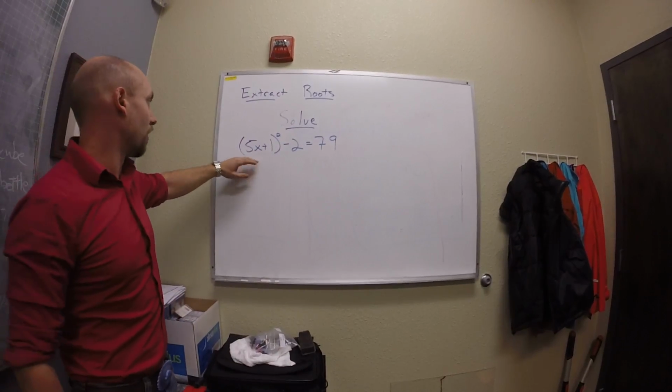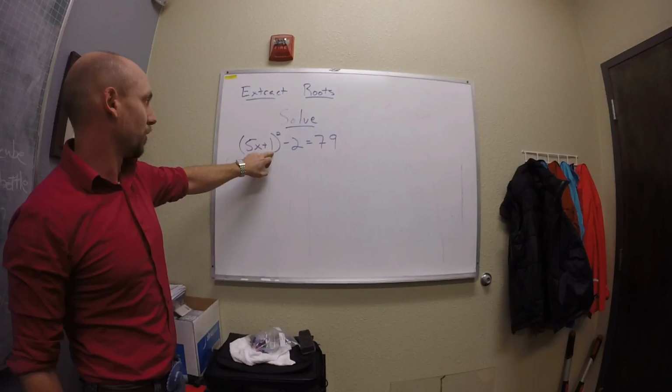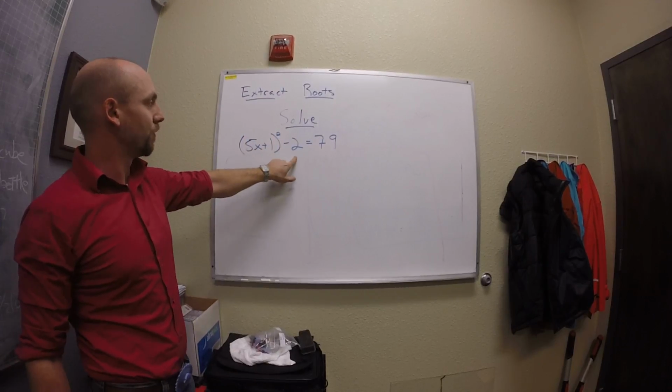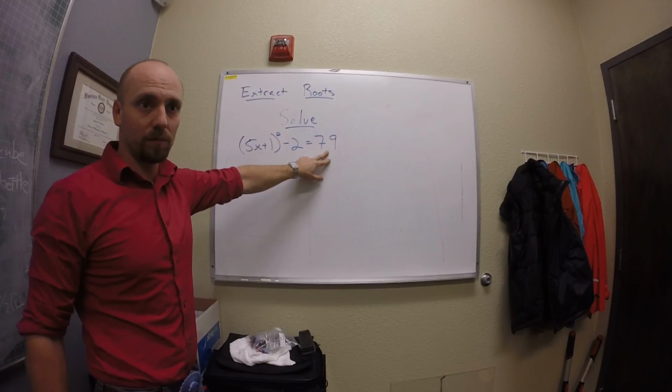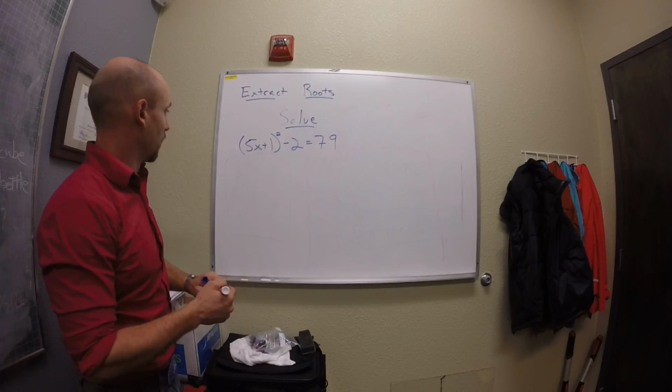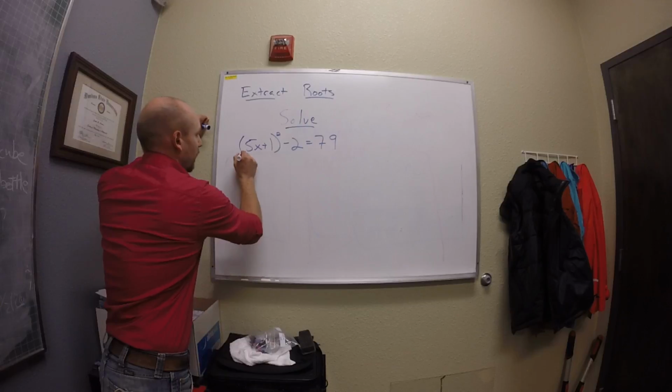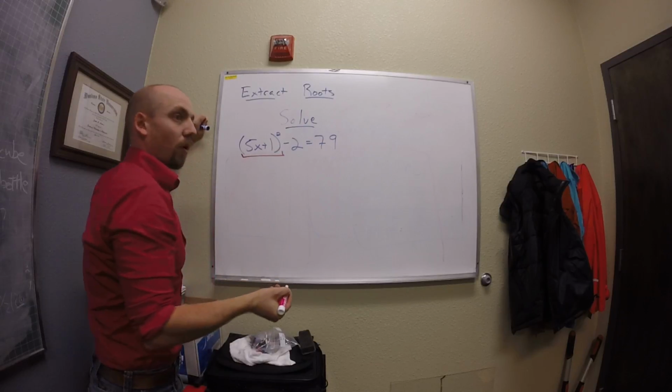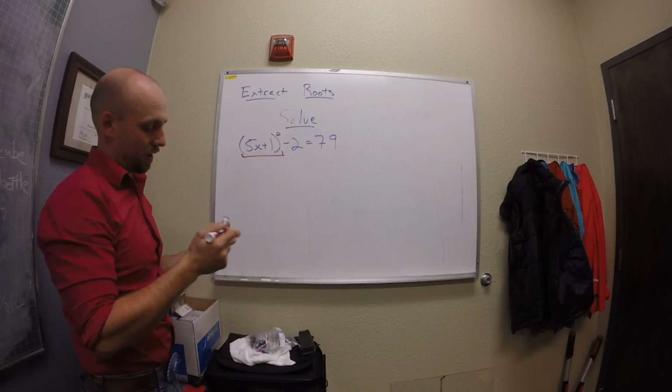Let's say I wanted to solve the quantity (5x + 1) squared minus 2 equals 79. Okay? So first things first, I've got some stuff squared, right? That's right here. So I want everything else to the other side.